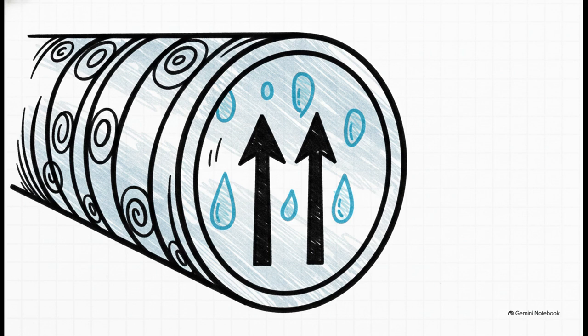Those lignin spirals are incredibly important too because they strengthen the tube, so it doesn't just collapse under the intense pressure of the water shooting upward.